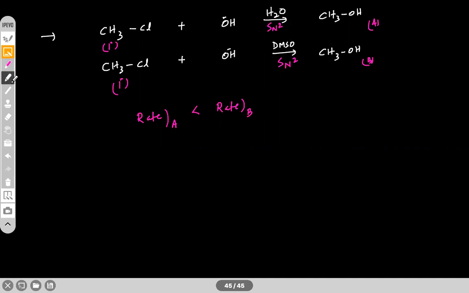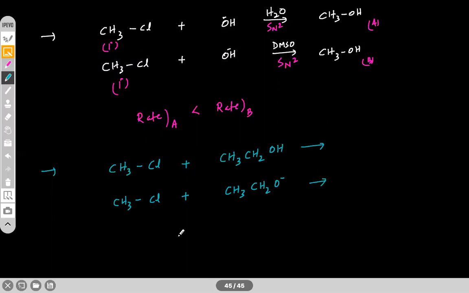Okay, if nucleophile is different, like in this case, you see, suppose we have CH3Cl plus CH3CH2OH. Okay, CH3Cl, CH3CH2O minus. Okay, so here you see some solvent we are taking, same solvent we are taking here. Solvent is not the constraint here, same solvent. Obviously if you change the solvent also here, then it depends. You cannot compare in that case, because nucleophile also you are changing, solvent also you are changing. So one thing must be common. Then only we can compare based on the uncommon part given in the reaction.